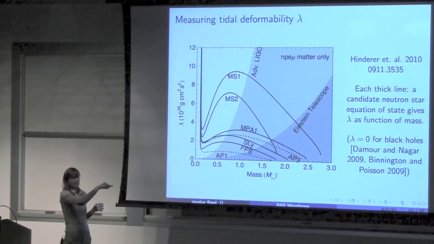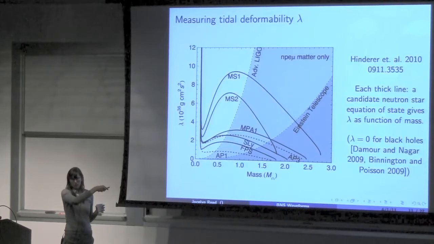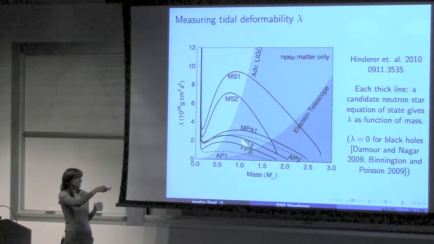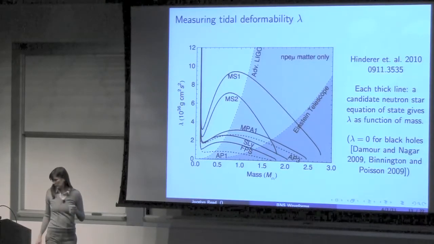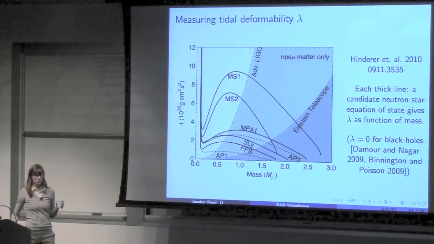You can put any equation of state or property you want in here and see what lambda is as a function of the mass. That's not only NPμ matter that's possible. Those are just the ones I plotted.